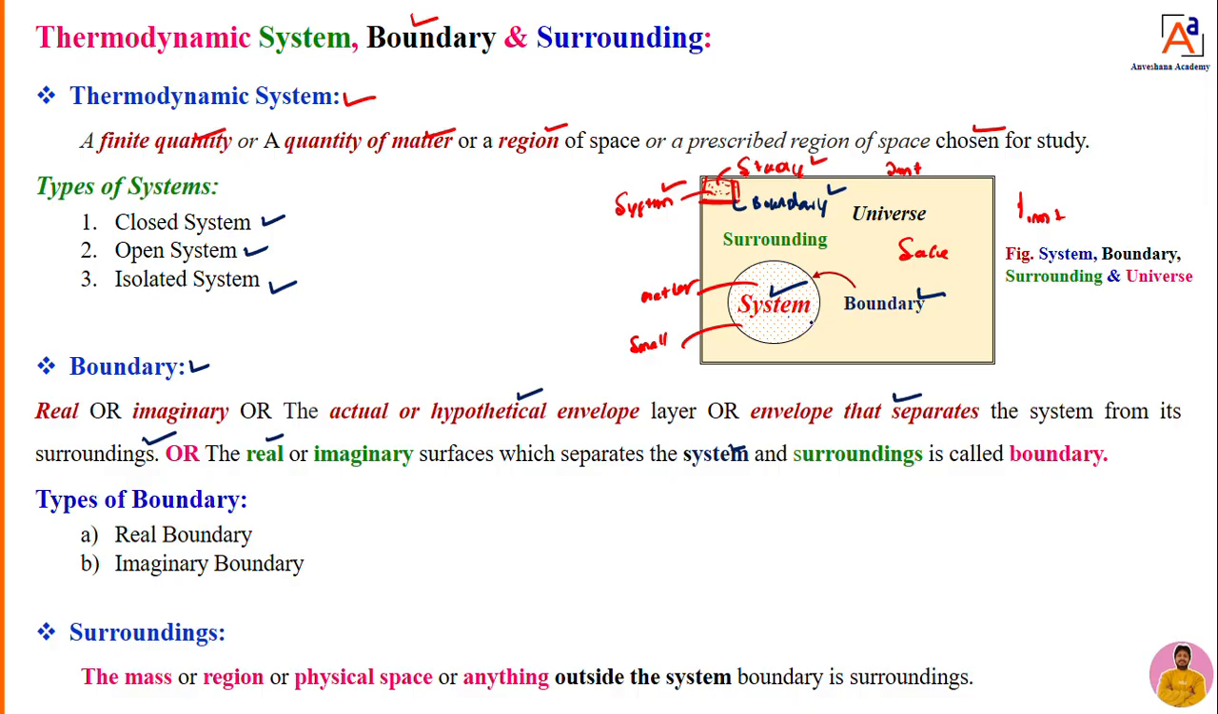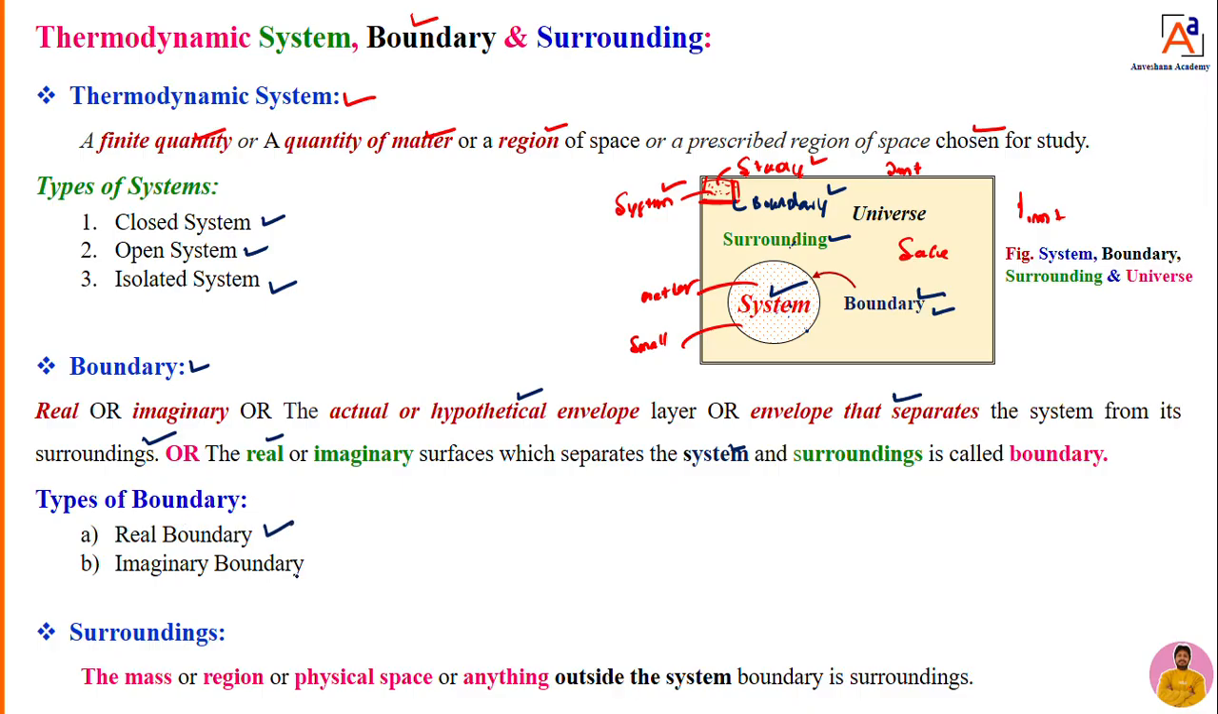You can see here now, dear students. This boundary separates the surrounding. Anything external to the system is the surrounding. This is the surrounding and this is the system. The surrounding and the system are separated by a layer. That layer we can call a boundary. That boundary may be real or it may be imaginary. The layer, enclosure, envelope or surface which separates the system from the surrounding is known to be the boundary. When it comes to boundary, it has 2 main types.